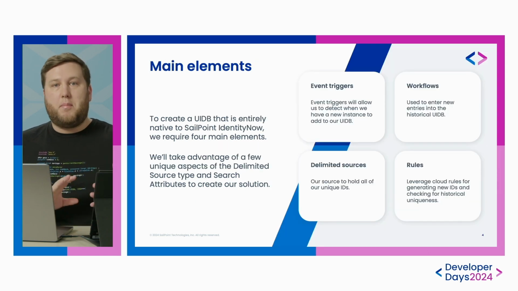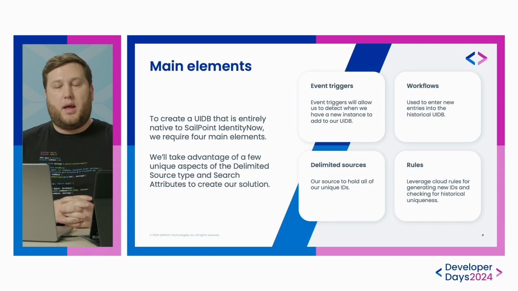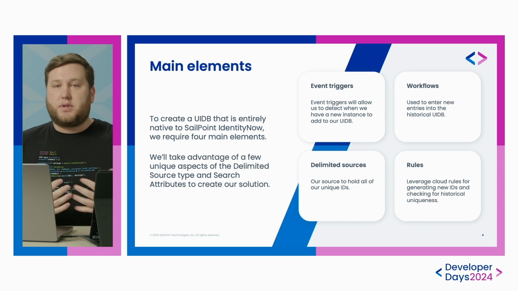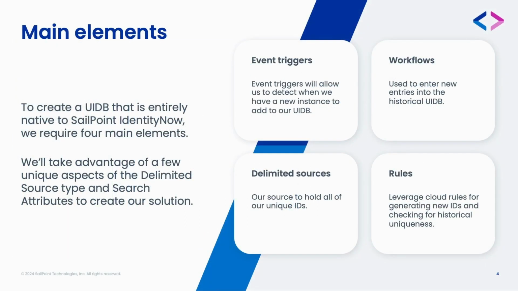So we have four main elements that we'll talk about. And we really are going to take advantage of some of the unique aspects of a number of these, and we'll dive into that solution now. First off is event triggers. Event triggers are going to help us detect when we have a new instance that we need to add to our unique ID database. Workflows, this is going to be what's going to actually make the entries at the correct time and perform those actions.